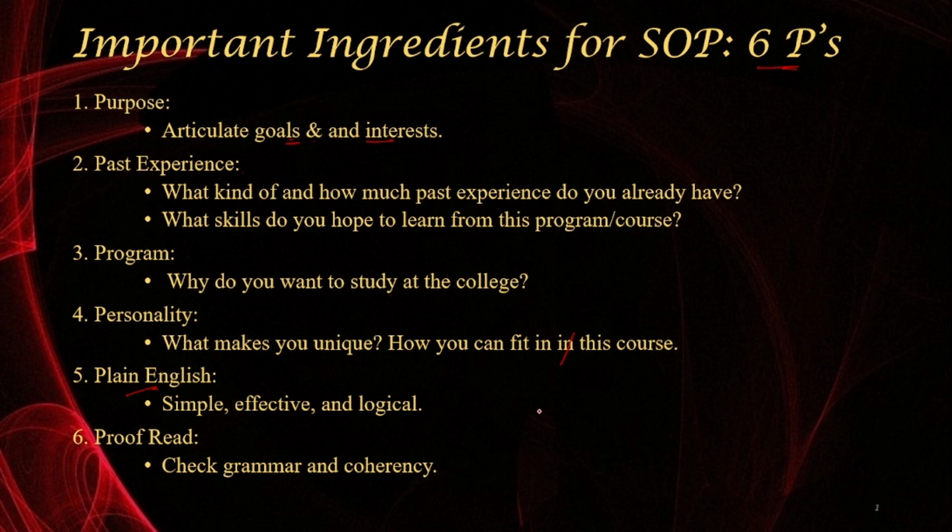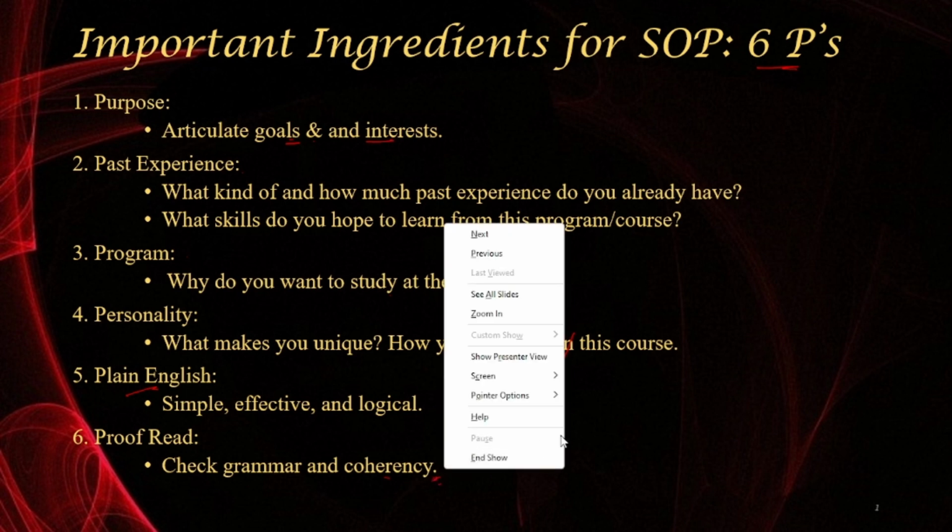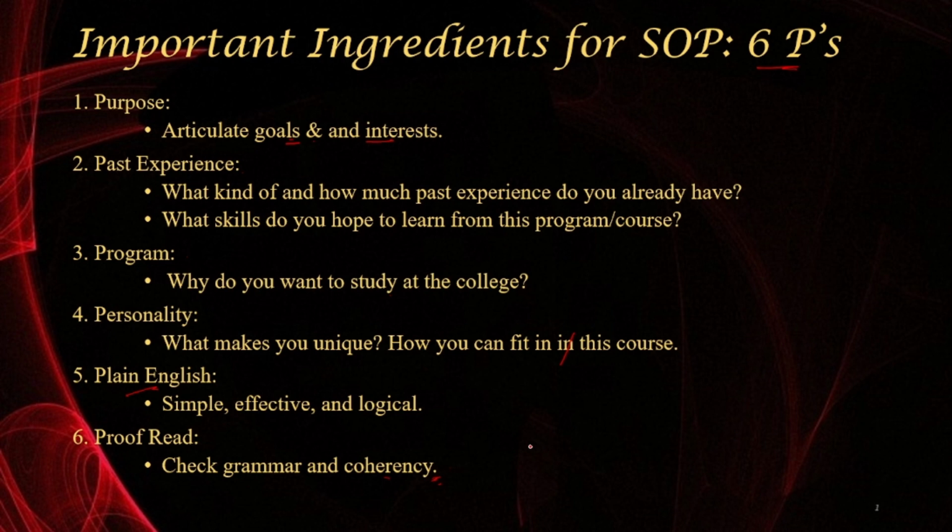Then the last and important point is your proofreading. In that, what you have to do is recheck the entire document for grammar, and again check for coherency, that is whether all the points that you have mentioned are interconnected or not, which is very important. If the points are not interconnected, you are not able to convince the admission person.